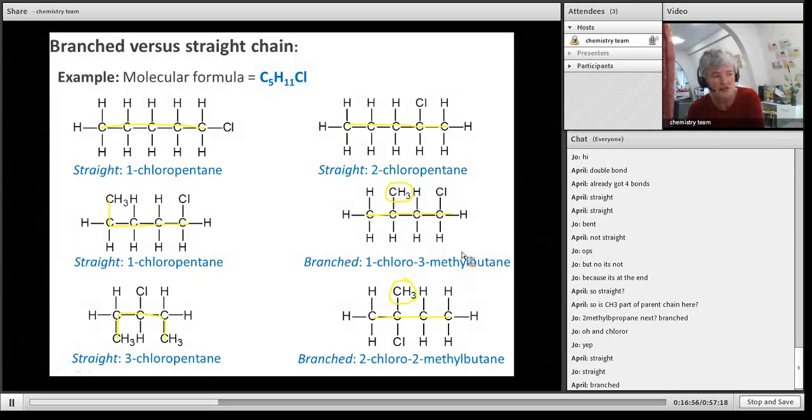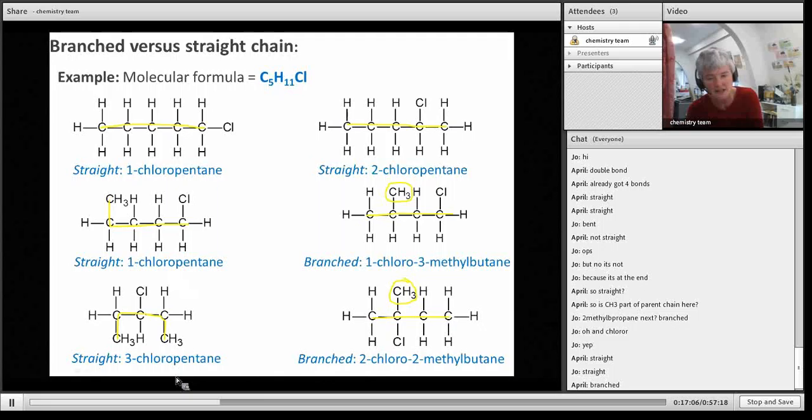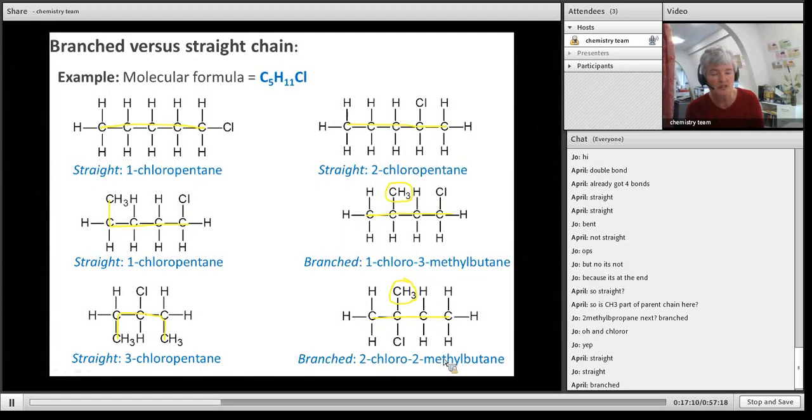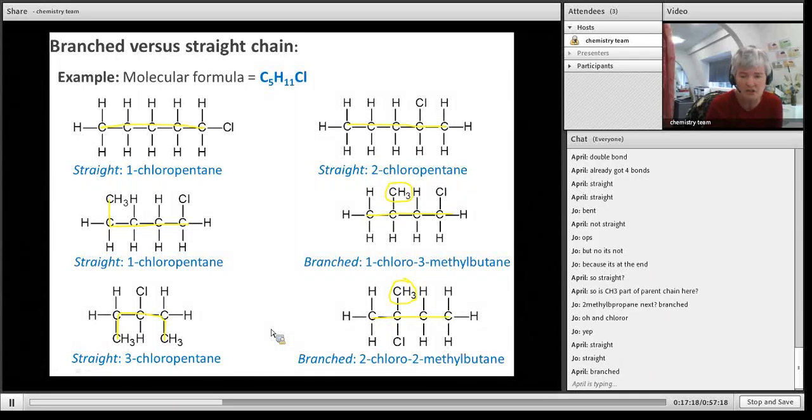So notice the branched ones always have this -yl side chain, methyl or ethyl or propyl, but these are side chains. None of these others have that. They've got a chloro as a substituent, but not an alkyl. So a branched compound also always has to have an alkyl side chain. Okay, so you think you're pretty clear on the difference between straight and branched?